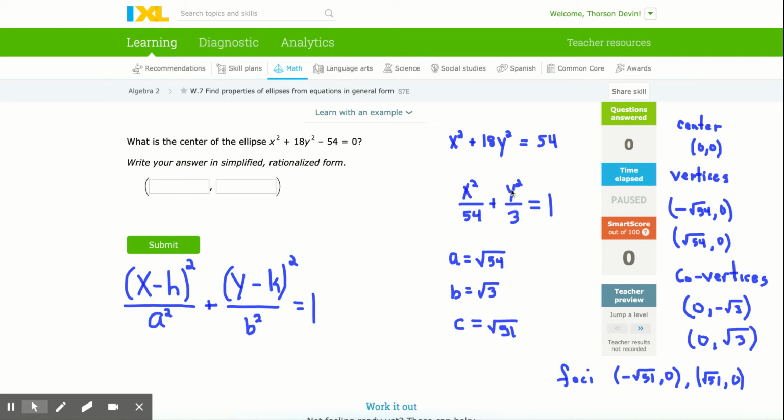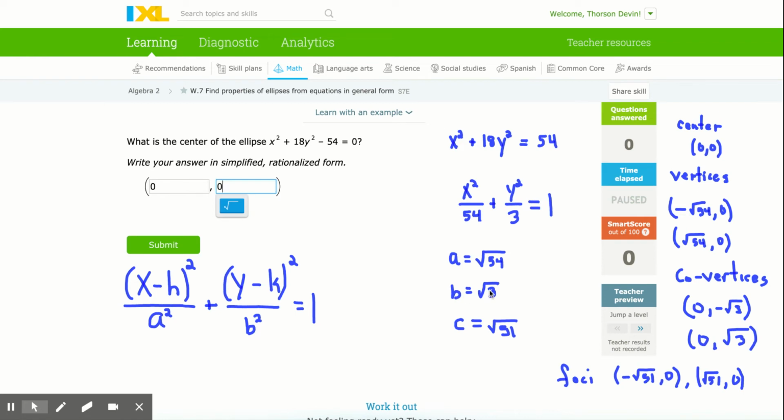If we want the center, this one has a horizontal and vertical shift of 0 each, so our center is 0, 0. So that's what I'd type in for this problem. If it asked me for the vertices, I would add and subtract the square root of 54 from the center's x value, because it's horizontally longer than it is vertically. So I added and subtract square root of 54 from the x value of the center to find the vertices.